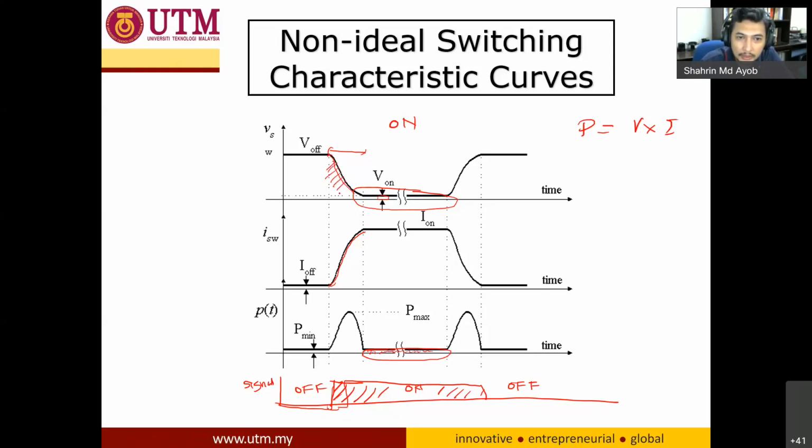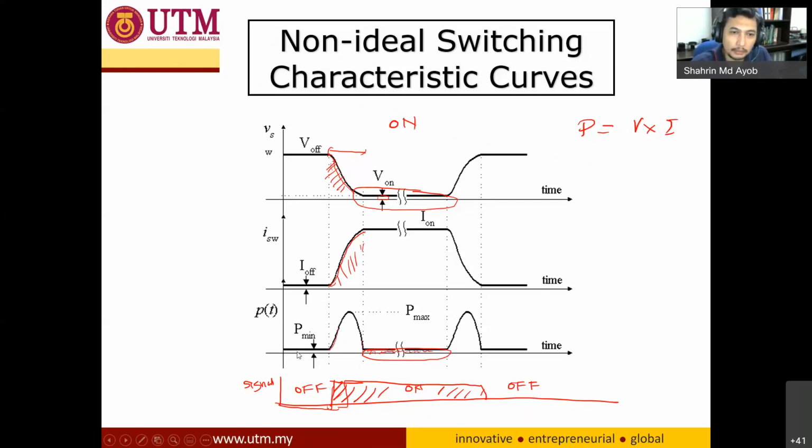So during turn on, and as you can see also during the transition from off to on, you have the voltage and you have this current. So the overlapping of the voltage and current will also give you power losses during the switching. So during the switching we have losses. During on we also have losses.